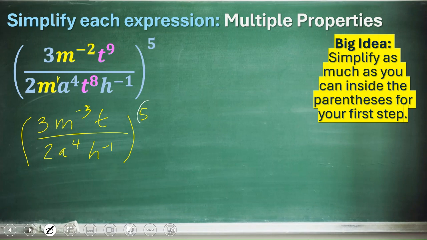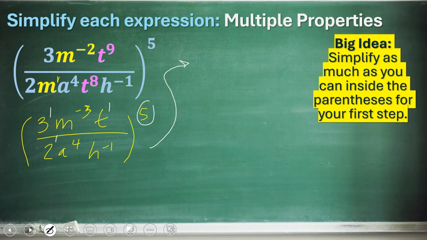All right, now that we have everything simplified in the parentheses, let's go ahead and apply our outside exponent. That would be this 5. And remember, this is the power on power property. That means that we multiply that 5 by every exponent we see to get our new exponent. And I went ahead and put 1s on the coefficients and the variables that don't have exponents written. So I'm going to rewrite that over here.